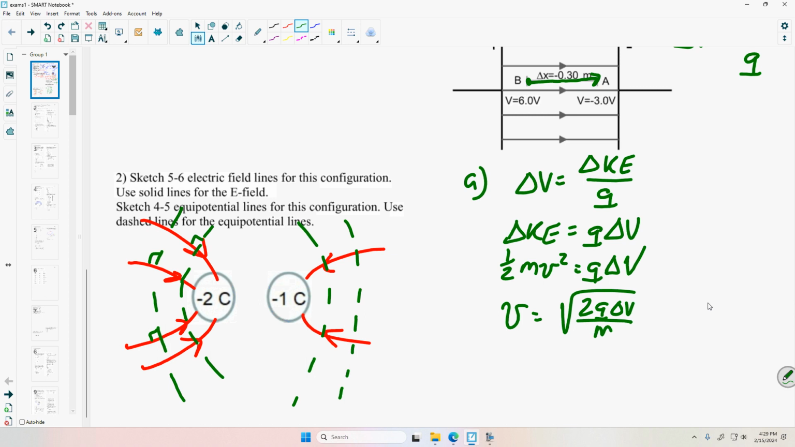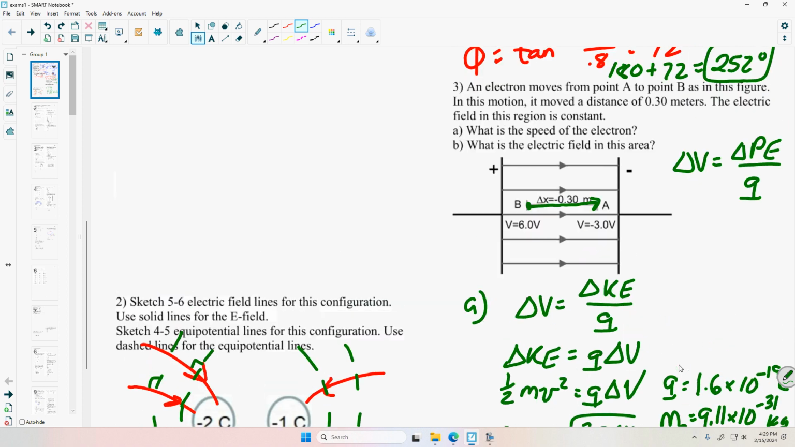I'm not going to put all the numbers in. Q is the charge of the electron. I'll write that over here. It's 1.6 times 10 to the minus 19 coulombs. That's on your equation sheet because it's an electron. The mass of an electron is 9.11 times 10 to the minus 31 kilograms. That's also on your equation sheet. So when you get this problem, it's either going to be a proton or electron. Make note of that and recognize that you know the mass and charge of that particle.